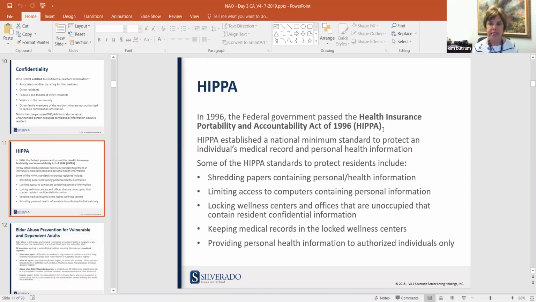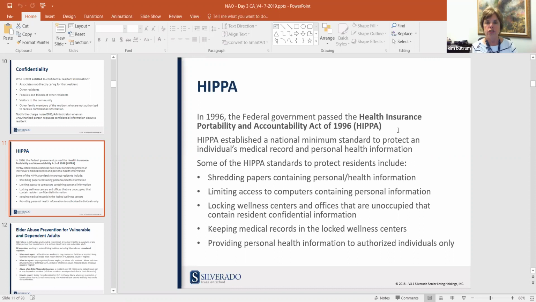So in 1996, the federal government was so concerned about confidentiality because it was a huge issue that they created the Health Insurance Portability and Accountability Act of 1996. That's a lot of words. They shortened it. We call it HIPAA. And that's just a way of being able to talk about it without having to have that whole mouthful of words. So HIPAA established a national minimum standard to protect an individual's medical record and personal health information. So we are not actually under the HIPAA guidelines or rules in assisted living. However, Silverado really strongly believes in resident confidentiality.